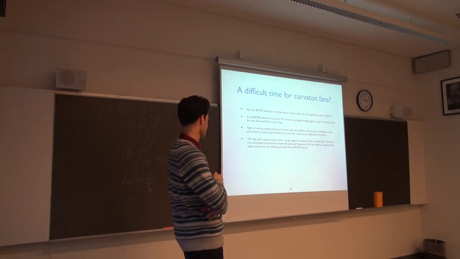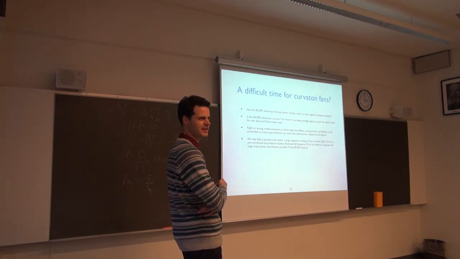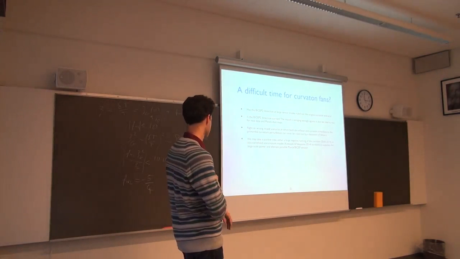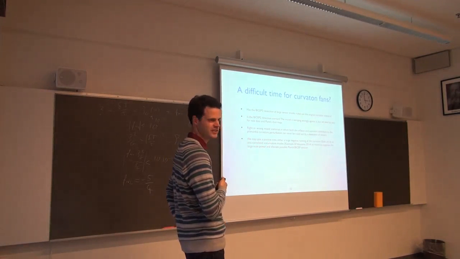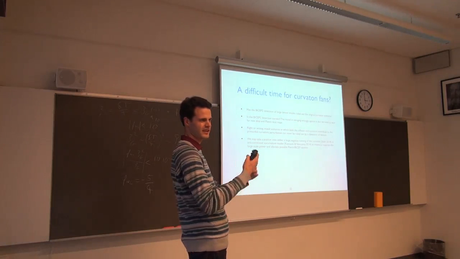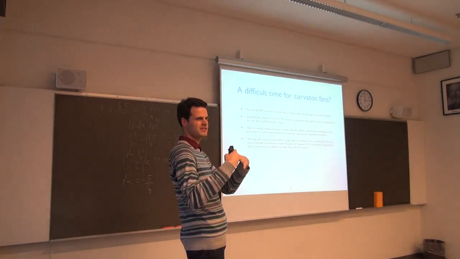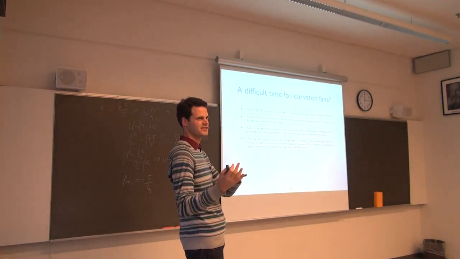Now you can talk to Martin about a model where you get a large running of the spectral index from the curvaton, or you can have isocurvature modes anti-correlated to the adiabatic perturbation to suppress the scalar perturbations on large scales. There's some observational hints that we need to do that.